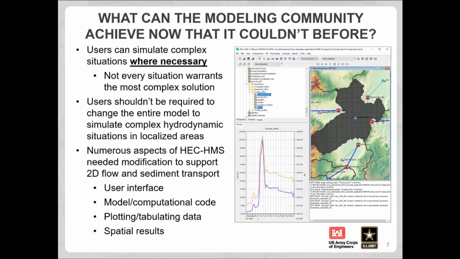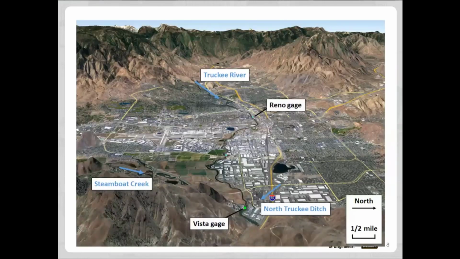So spatial results were a big one. All of this stuff is still ongoing, but all of these things needed modifications for sure. So I want to show a really quick example where these capabilities are essentially needed. You can't really do a good job without them. So a great example is here.